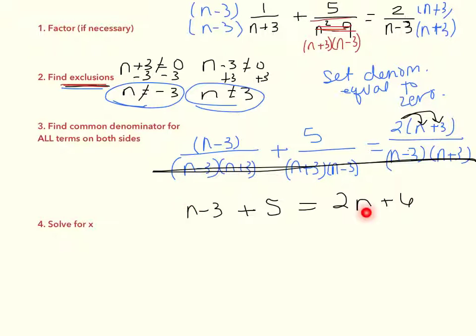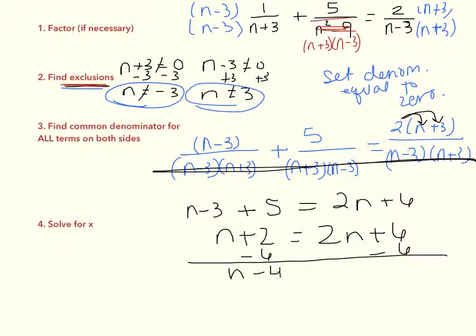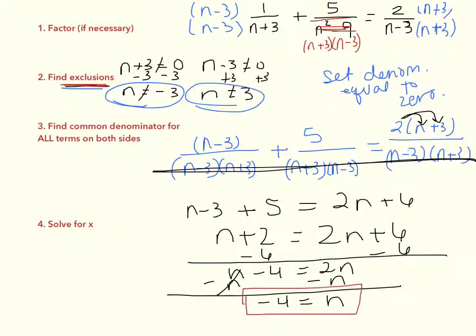And I can do this here, combine my n minus 3 plus 5 is n plus 2 equals 2n plus 6. And then I'm going to subtract my 6 and get n minus 4 equals 2n. I can subtract my n, and these cancel, and get n equals negative 4. And here's where you have to be a little careful.